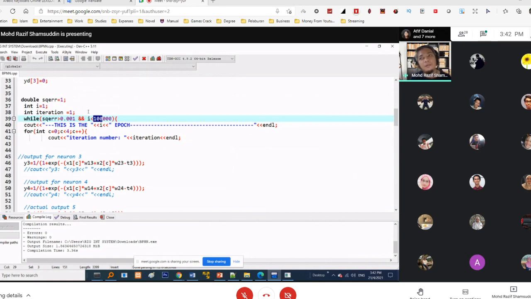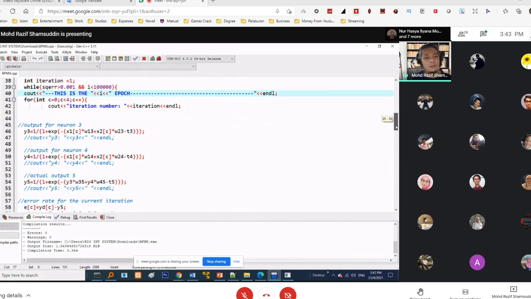Meaning that if the program runs for too long, I might as well stop the learning because it won't learn. I will assume that it won't learn after 100,000 epochs. So this is just a suggestion. You will have your own stopping criteria later, if you do your research, your network training and all. You would have your own stopping condition.